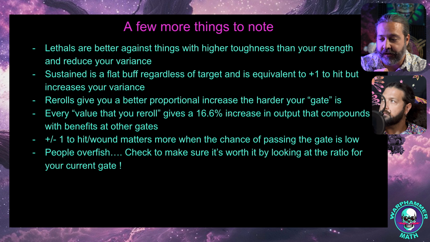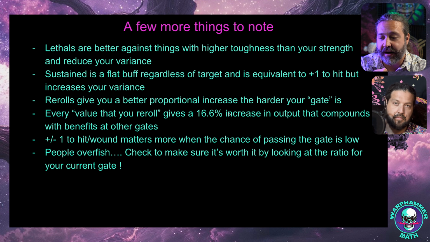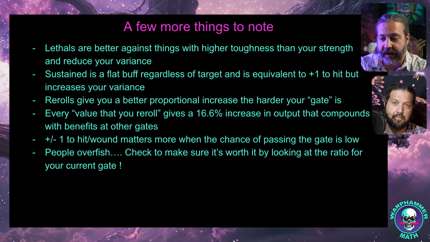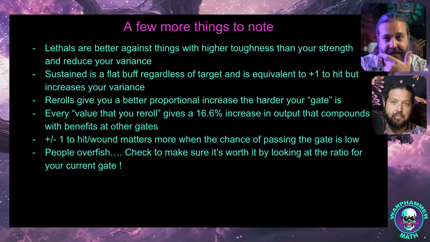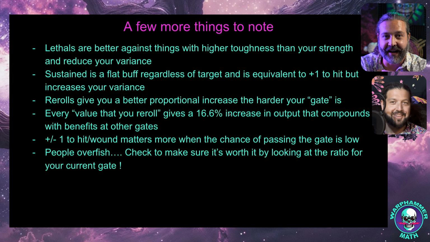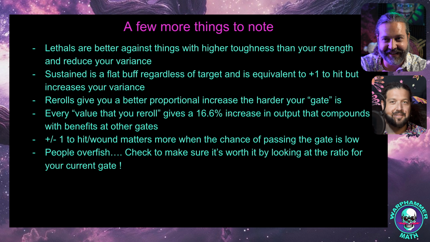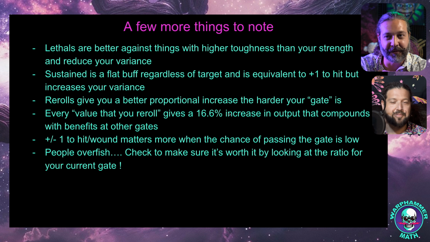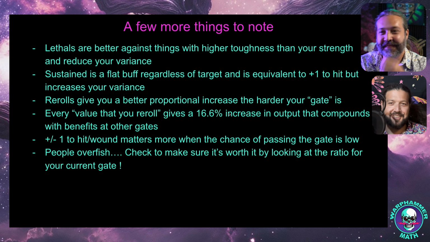Also, as somebody else pointed out, that usually tells me that if I were wounding on 4s, these two things would be equivalent. If I go with lethals, I get a more consistent answer. If I go with sustained, I get a bigger spread. So what that means for me is that if I expect to kill it, I'm going with lethals. If I don't expect to kill it, I'm going with sustained in hopes of swinging high. Spike. Okay, I feel that. That's actually a good point.